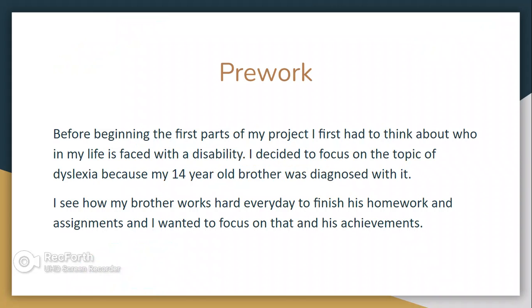So starting off with the pre-work, before beginning the first parts of my project, I first had to think about who in my life is faced with a disability. I decided to focus on the topic of dyslexia because my 14-year-old brother was diagnosed with it. I see how my brother works very hard every day to finish his homework and assignments, and I wanted to focus on that and all of his achievements.